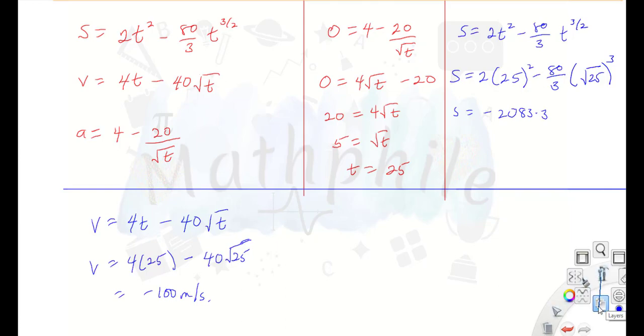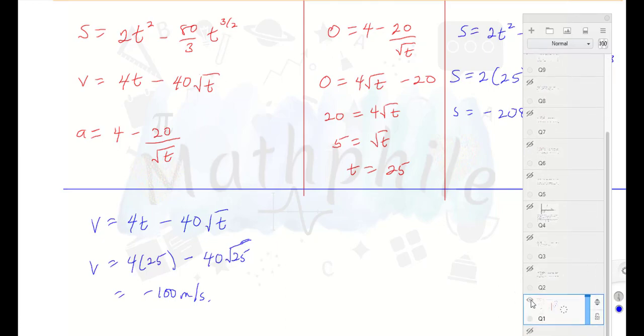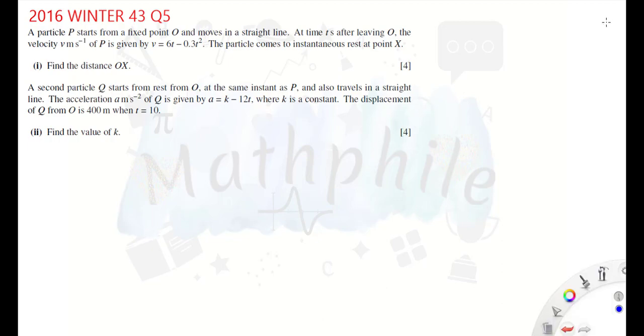So the first question is done. Let's see if you can keep the momentum going up to the 10th question. So there's the second question. 2016 winter 4-3, question number 5. There's our question number 2.